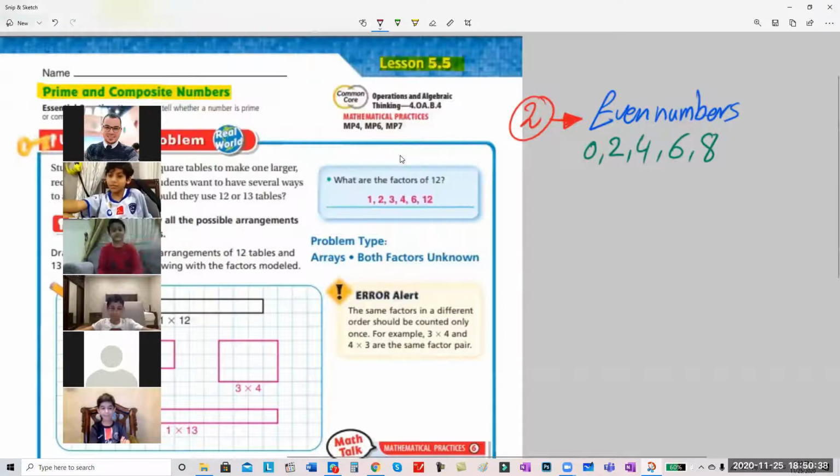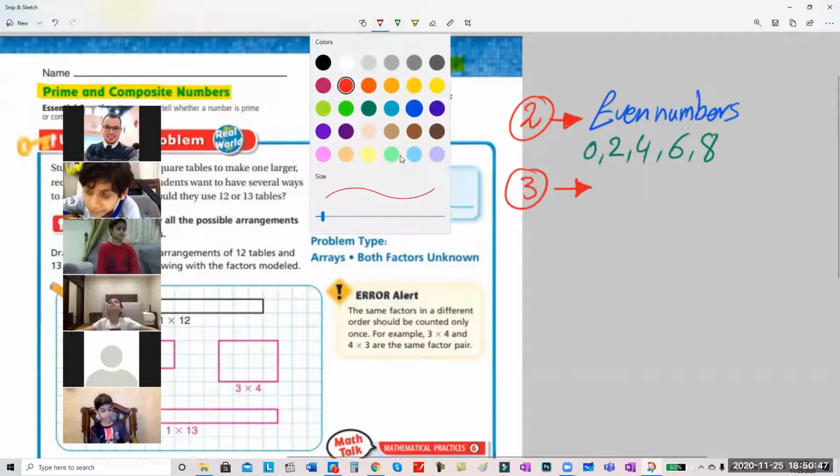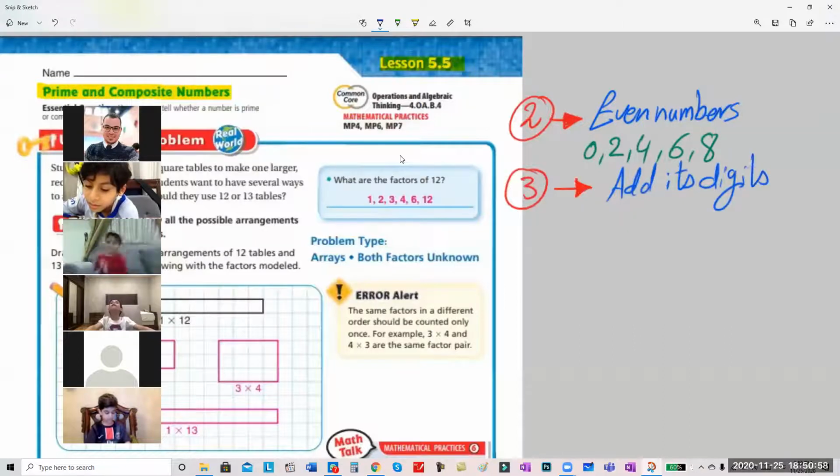Okay, the second rule is about 3. How can we know that the number is divisible by 3? You have to add its digits. If the sum of the digits is in the multiplication table of 3, then this number is divisible by 3.